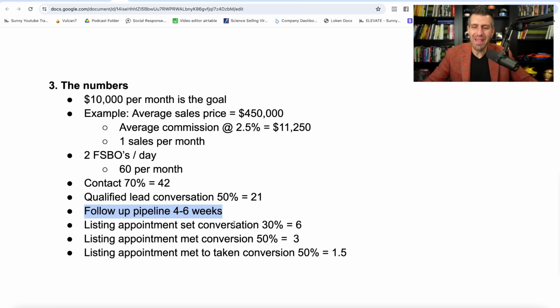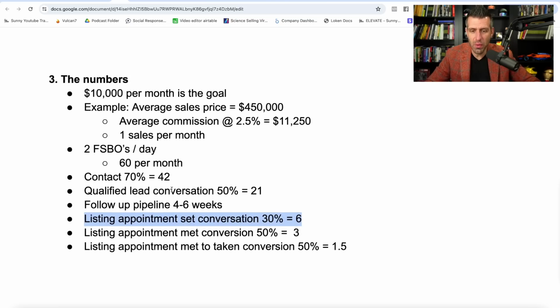So what does this look like? So in that 4 to 6 week period of time, we've got 21 people inside of the pipeline. You should be able to set a listing appointment with about 30% of them throughout that 4 to 6 week period of time. Let me just take a quick drink. So that is about 6, okay? 30% of the 21 in your pipeline. You should be able to set 6 listing appointments over the next 30 to 45 days following this plan.